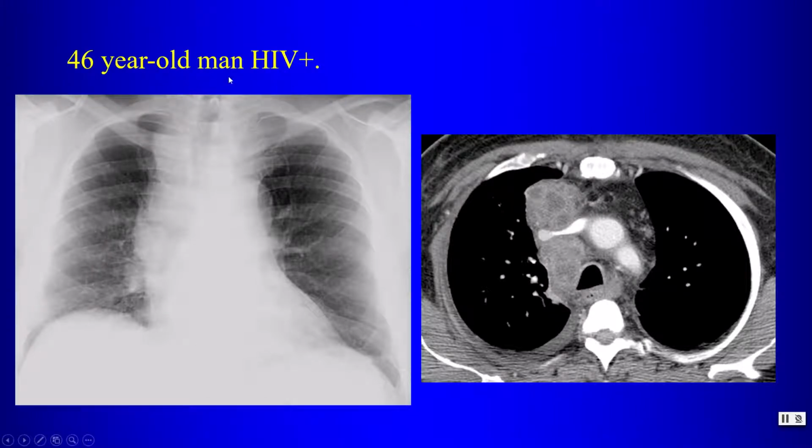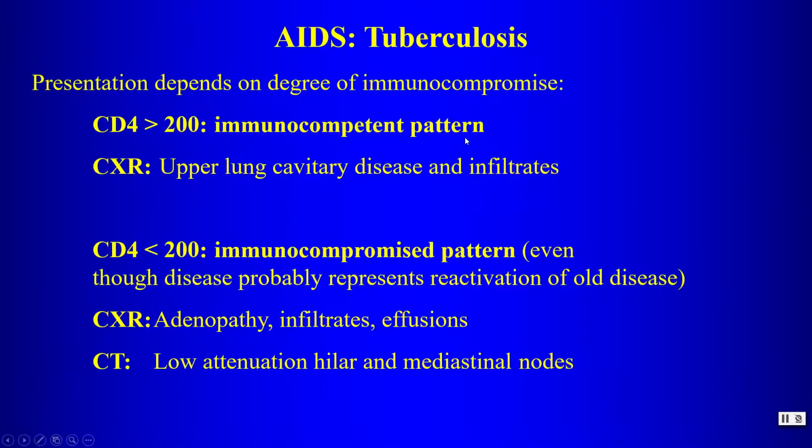And here's another example where we have the more typical manifestations that we can see with TB, these low attenuation nodes, easier to see when you give IV contrast. You can see the peripheral enhancement here, the low attenuation nodes, and the infiltration of the perinodal fat there within the mediastinum. So tuberculosis can affect patients with AIDS, and the appearance depends on the CD4 count.